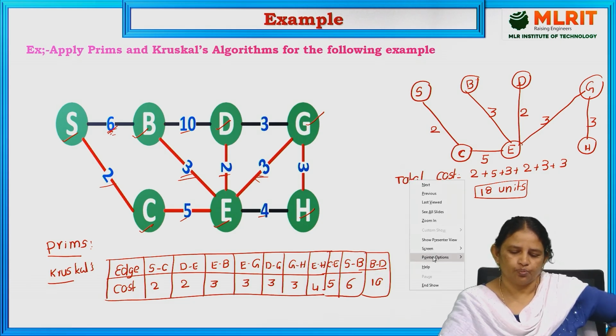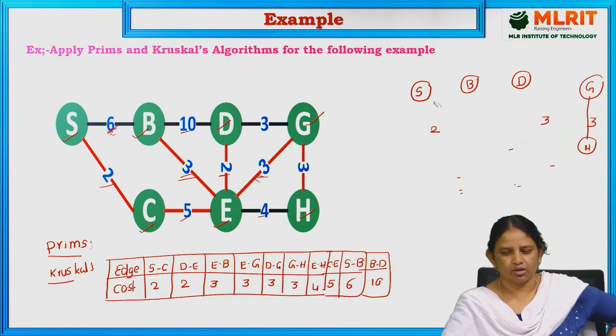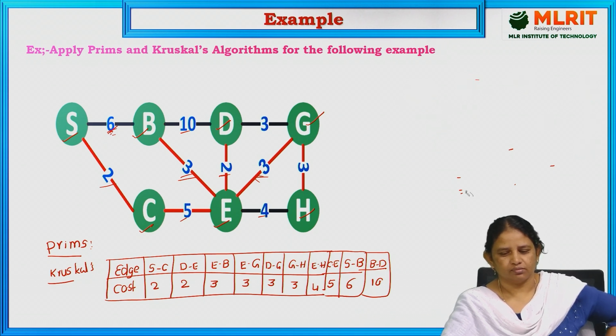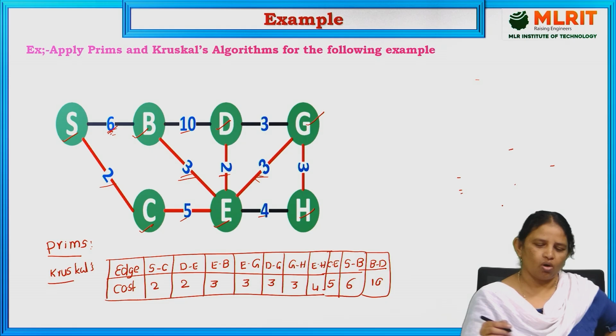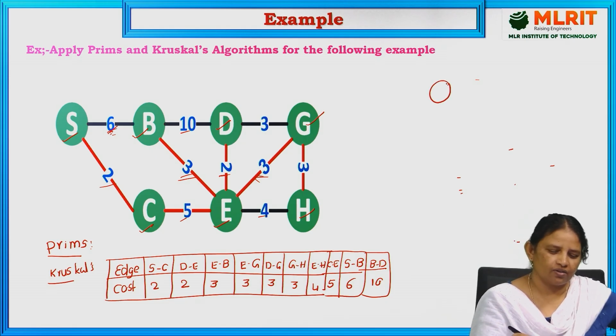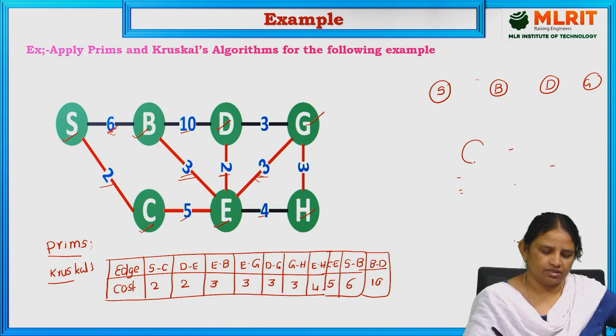Now we need to draw the spanning tree by selecting the edges which have the least cost using Kruskal. Using the Kruskal algorithm, we need to select edges which have the least cost. So write all the vertices that are present in the graph: S, B, D, G, C, E, H.